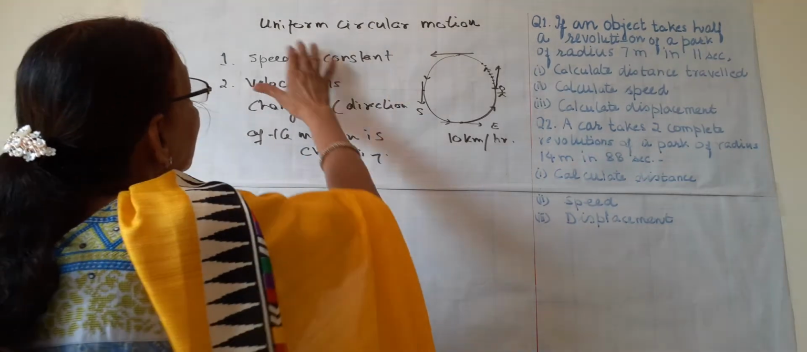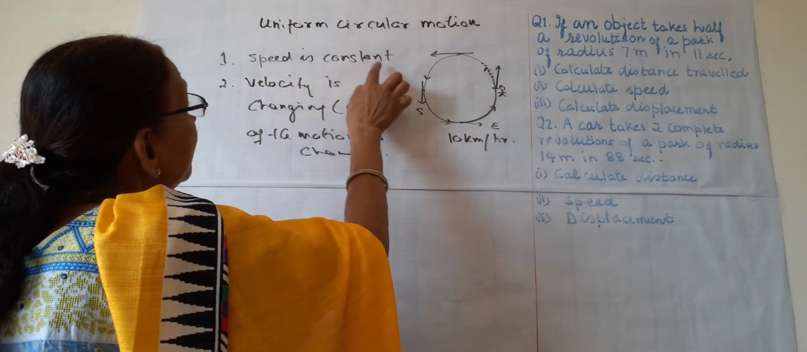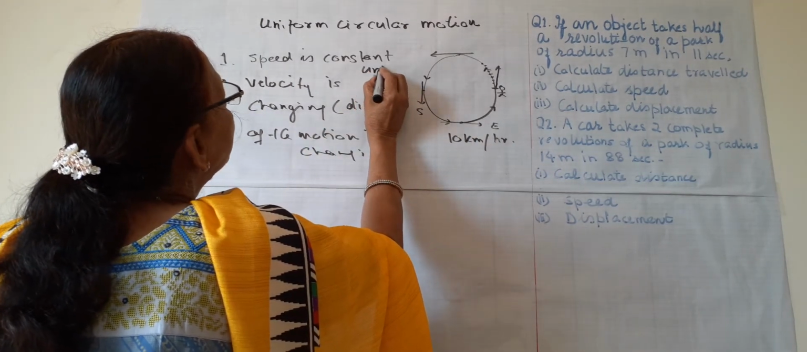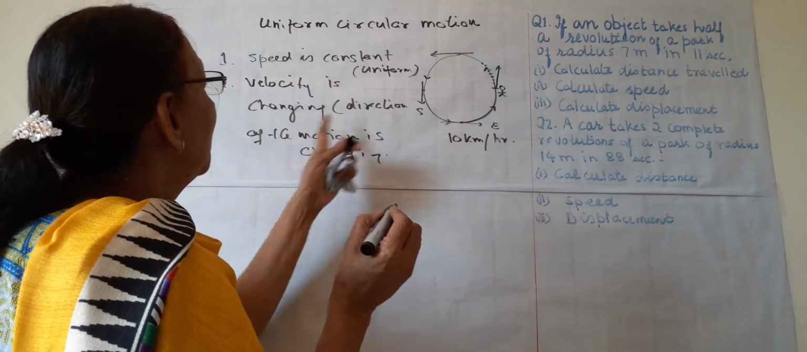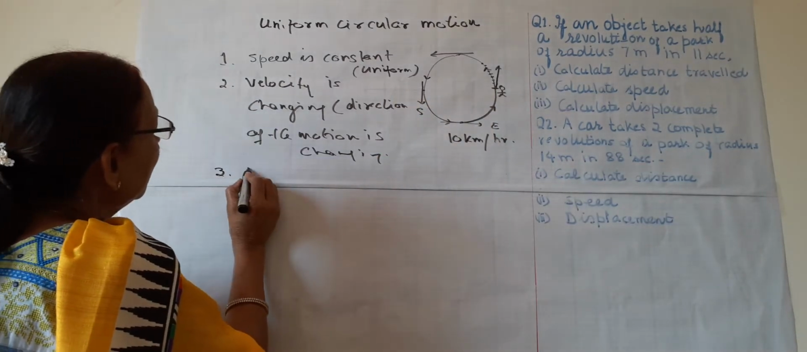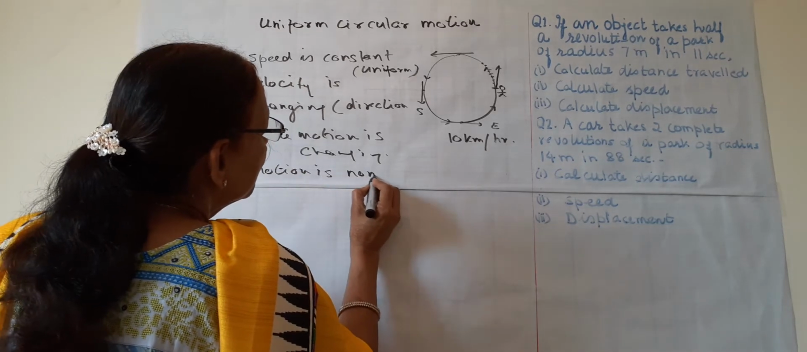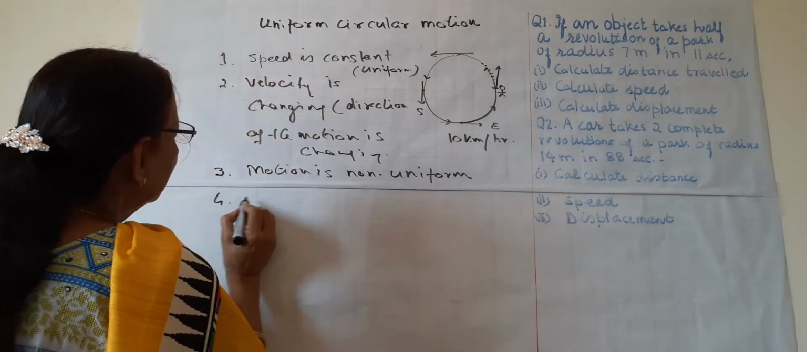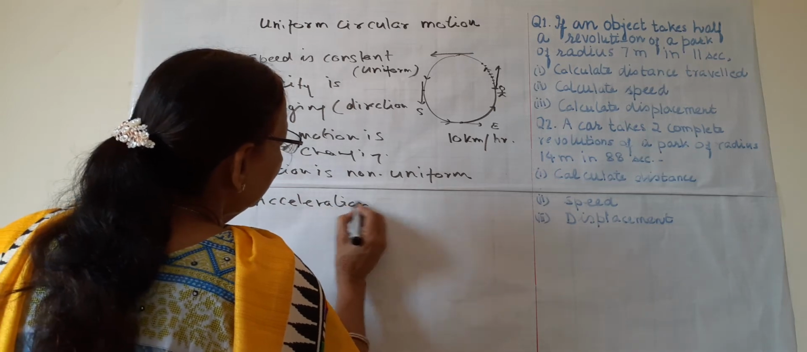So we can say in this uniform circular motion, particularly the speed is constant, or we can say speed is uniform. One and the same thing, but motion is non-uniform as velocity is changing at each point. And when non-uniform motion is there, then there is acceleration. So acceleration is there.